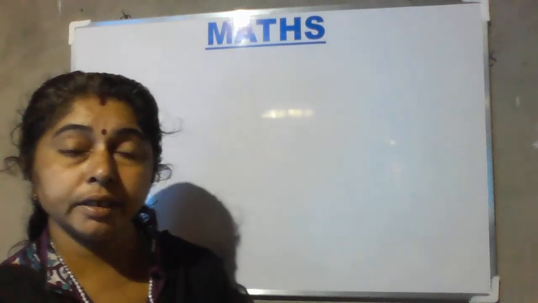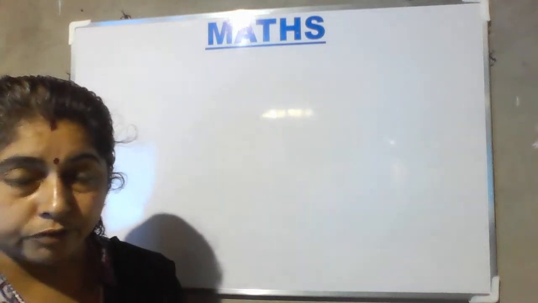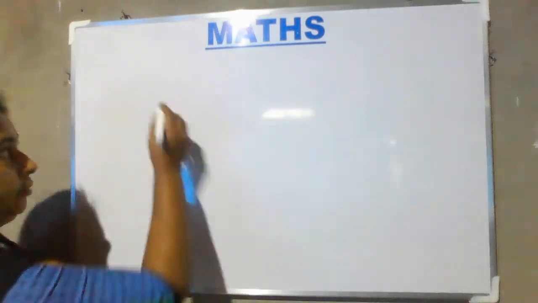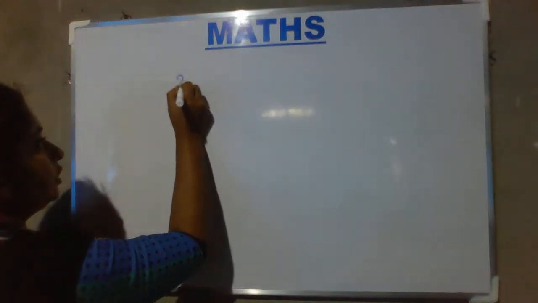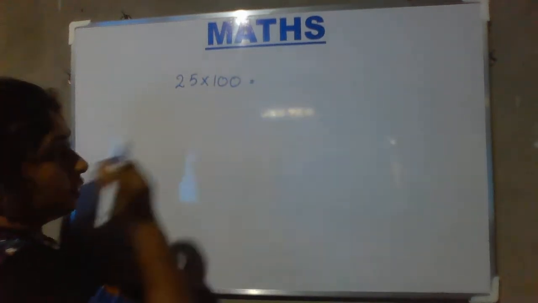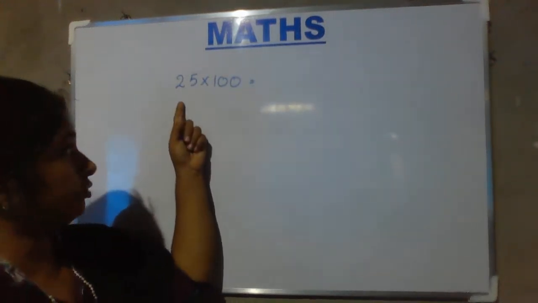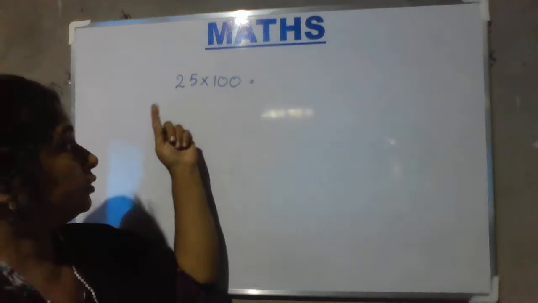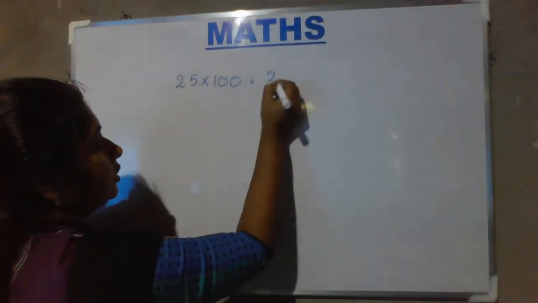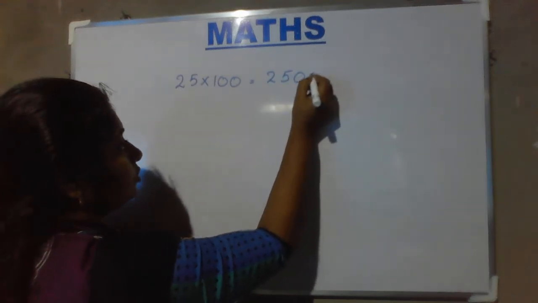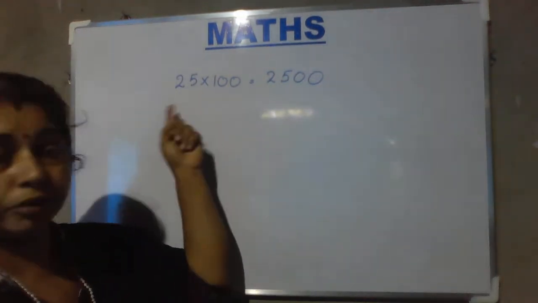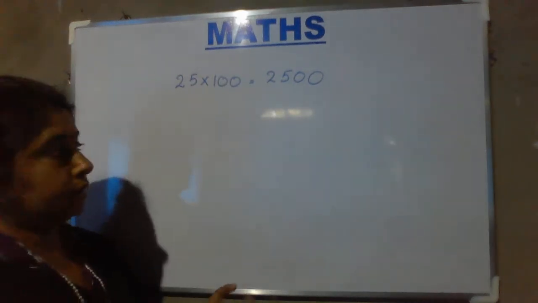Then multiplying any number by 100. We put 2 zeros to the right of that given number. Then 25 into 100. Here we have to multiply this 25 by 100. So we put 2 zeros to the right of this 25. Then 25 and put 2 zeros. That is 2500 is the product of 25 and 100.